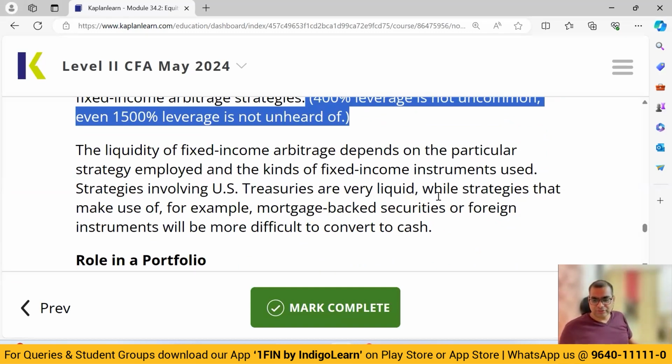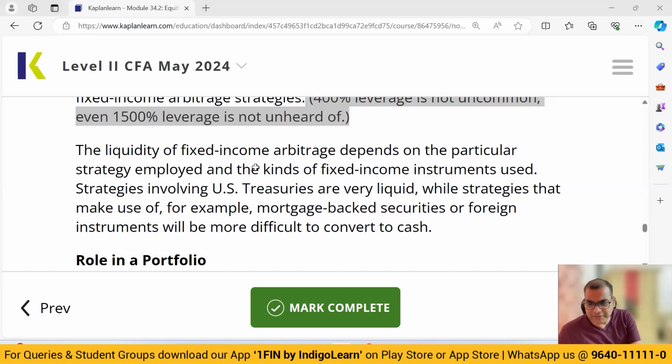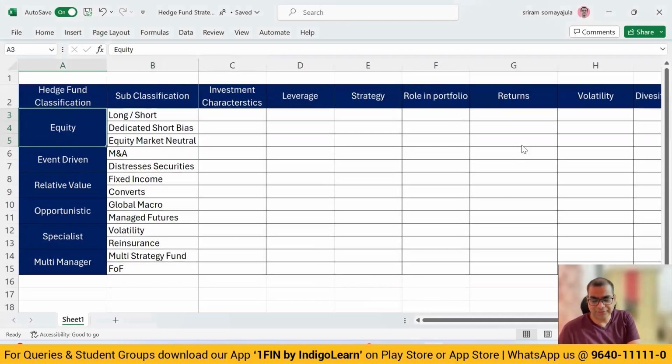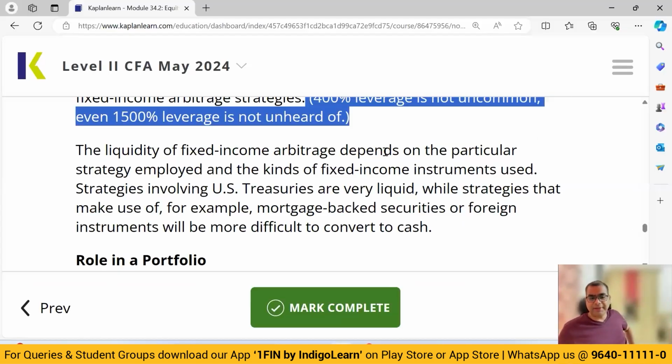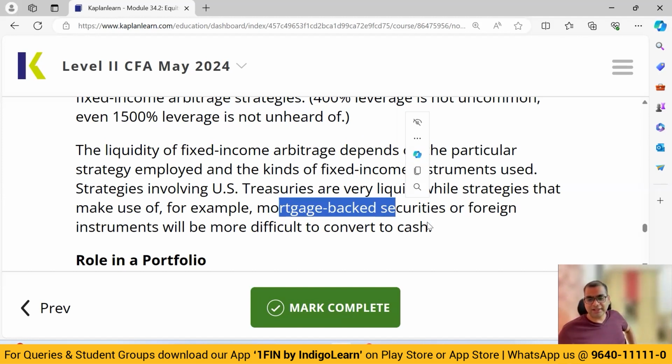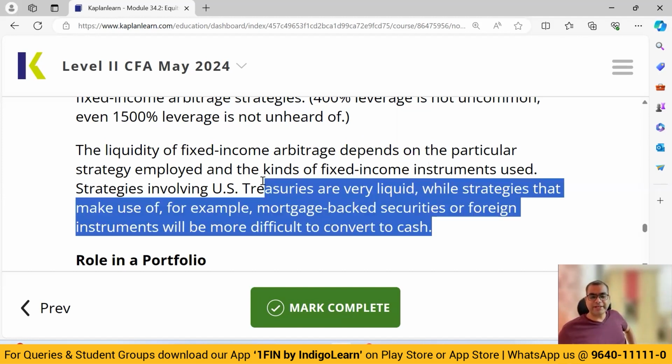Okay, so please note one more thing. Did we have a column on liquidity? We didn't have, or I asked you to add. I didn't ask, you asked to add. So in that, please write down liquidity depends on strategy employed. So if you have government bonds or US treasuries, it is very liquid. But if you use MBS or foreign instruments or illiquid companies and all that, then liquidity will be low. So liquidity depends on the kind of instrument.